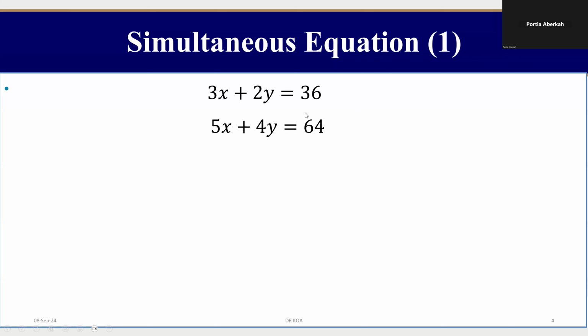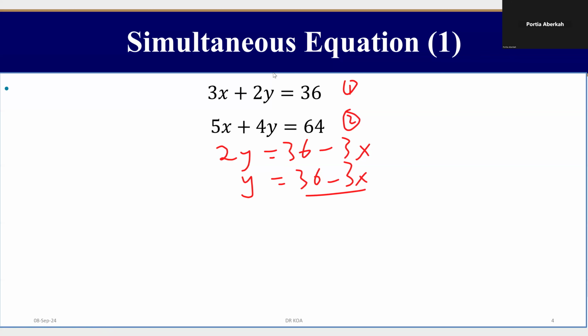Okay, how do you solve this? One way you can do is to make y the subject. Take the first equation and let it stand on its own. Move the 3x to the right-hand side, so you have 2y equals 36 minus 3x. Then you have y equals (36 minus 3x) divided by 2. So you now have equation 3.